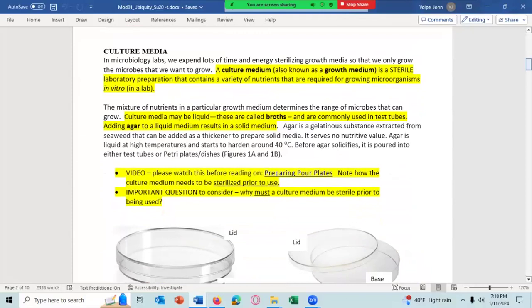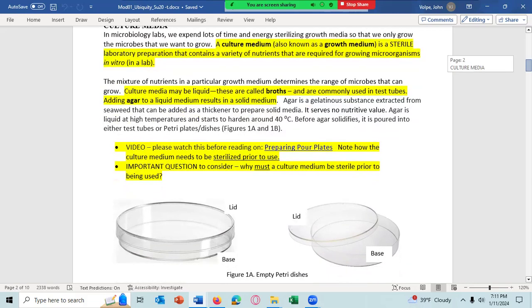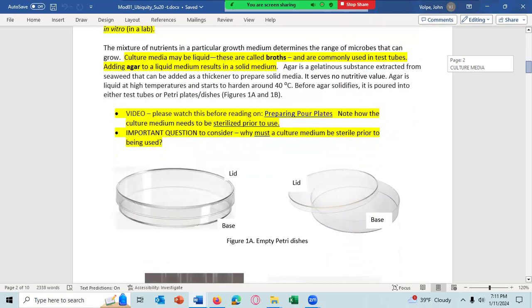A culture media, also known as a growth medium, is a sterile laboratory preparation that contains a variety of nutrients that are required for growing microorganisms in the lab. Meaning the culture media has all of the nutrients for microbes to grow. A culture media may be a liquid, these we call broths, and they're usually used in a test tube. We can add agar to the liquid medium to result in a solid medium, and these are often grown in plates, but they can also be grown in a test tube, or the media put in a test tube.